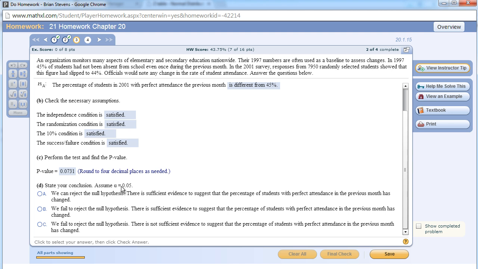Now, we are going to set alpha here to 0.05. This is when we would have enough evidence to reject the null. So in this instance, we fail to reject the null, meaning we do not have evidence for the alternative. When we reject the null, we show evidence for the alternative. When we fail to reject the null, we do not have evidence for the alternative.